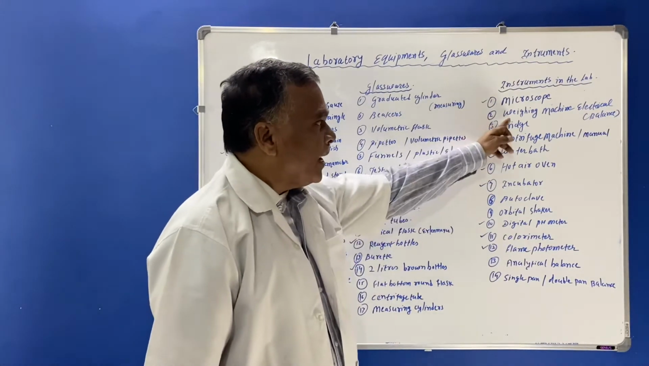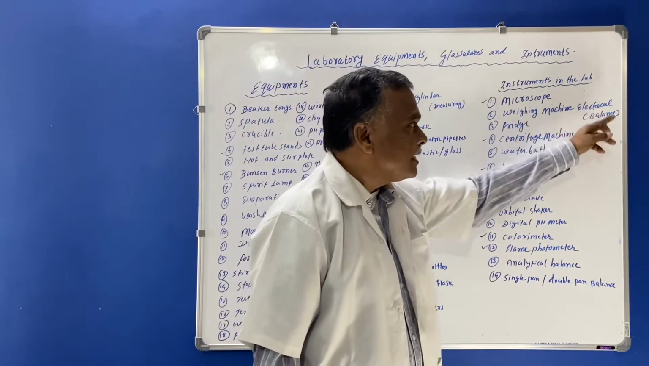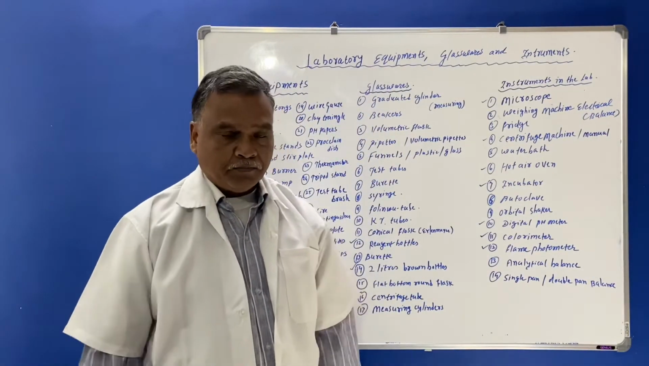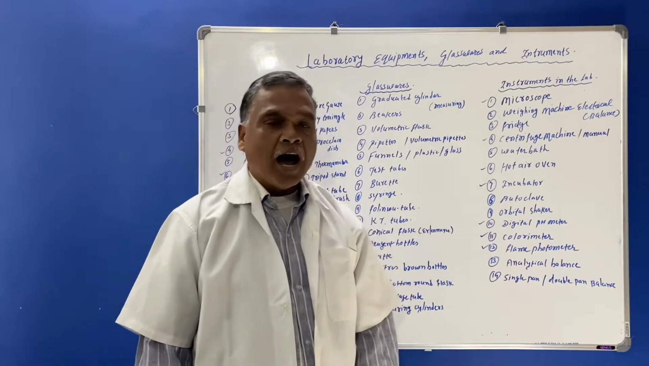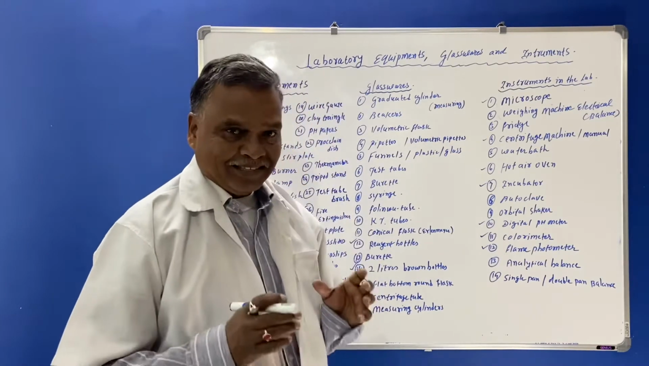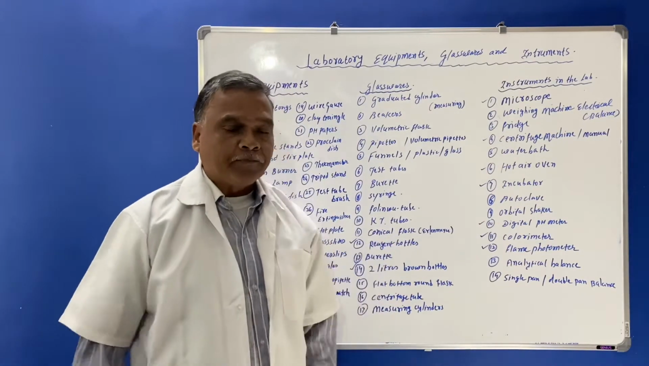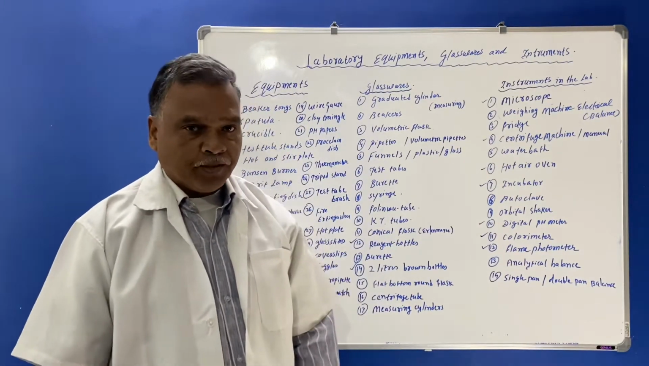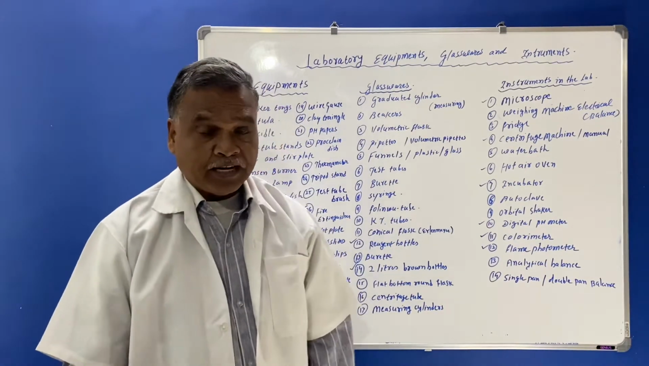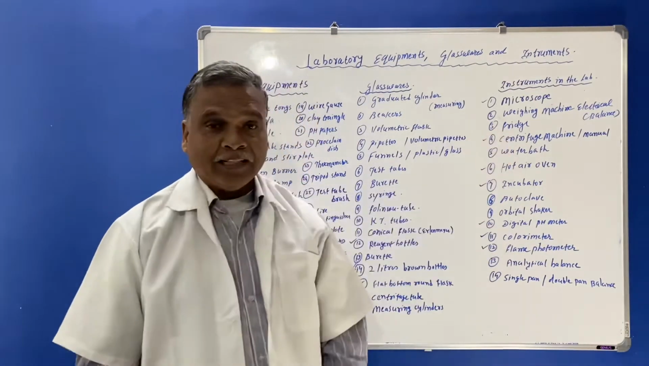Then the weighing machine, that is called an electrical balance. It is used to weigh below 100 or 500 grams of salt. And then a fridge should also be present in the laboratory to keep the kits. Nowadays kit methods are used in the laboratory, so these kits are kept in the fridge.